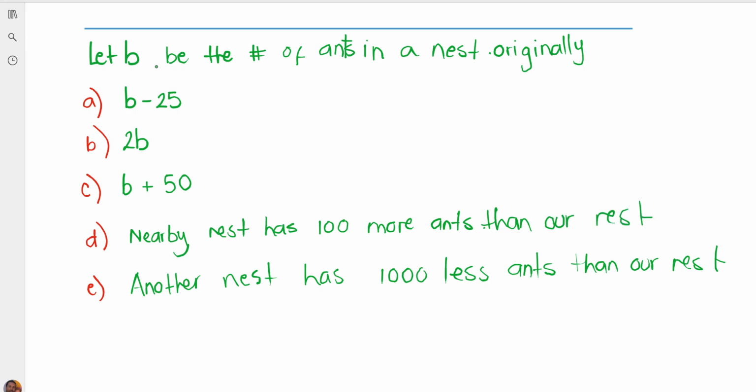And then let B be the number of ants in our nest originally. So you see how I just fixed something here, because I'm referring here to our nest, so I know that B is referring to our nest, and then I'm comparing these ones with our nest. Here we have a nearby nest and then we have another nest.